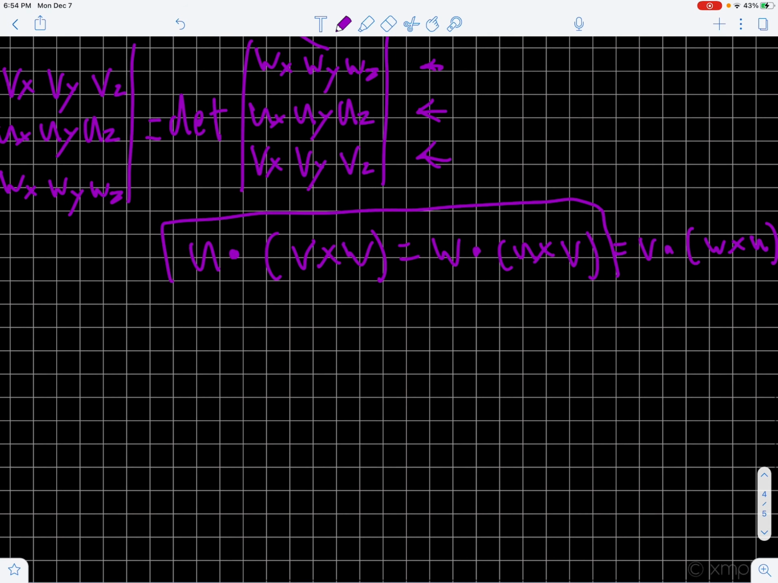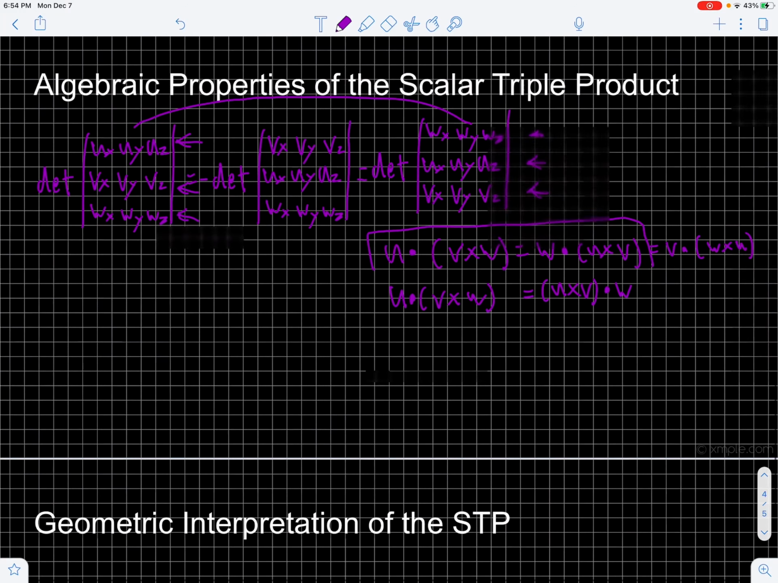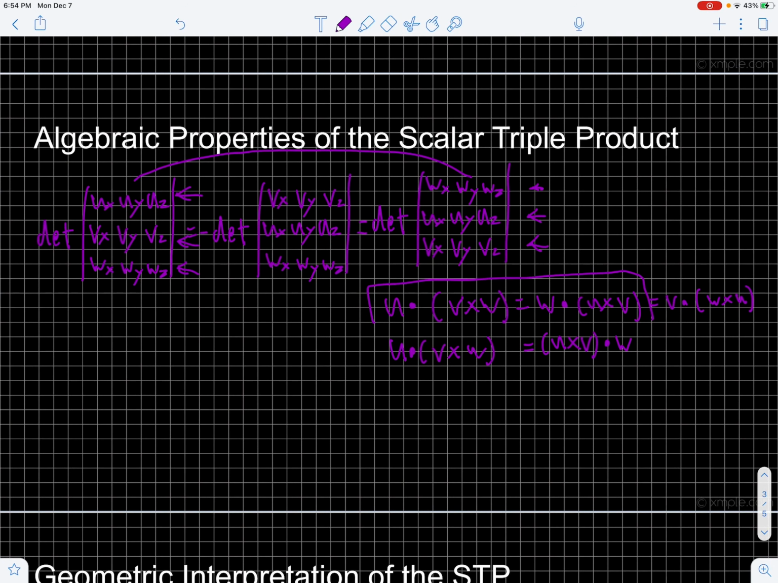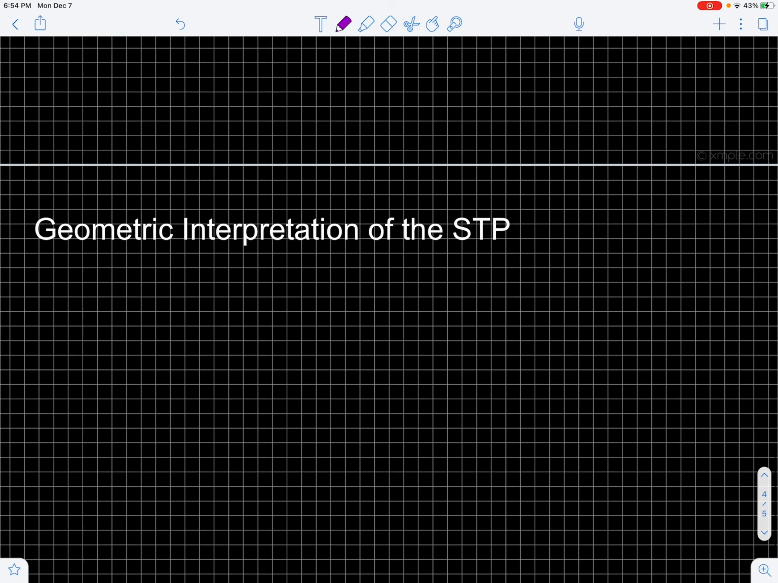Now we can also focus on these guys, where if we know that u dot v cross w equals w dot u cross v, we know that the dot product is commutative, so that's the exact same as u cross v dot w, which means that u dot v cross w is the exact same as u cross v dot w. So if you switch where the dot and the cross are, that also gets you the exact same number. I think those are some fun facts.